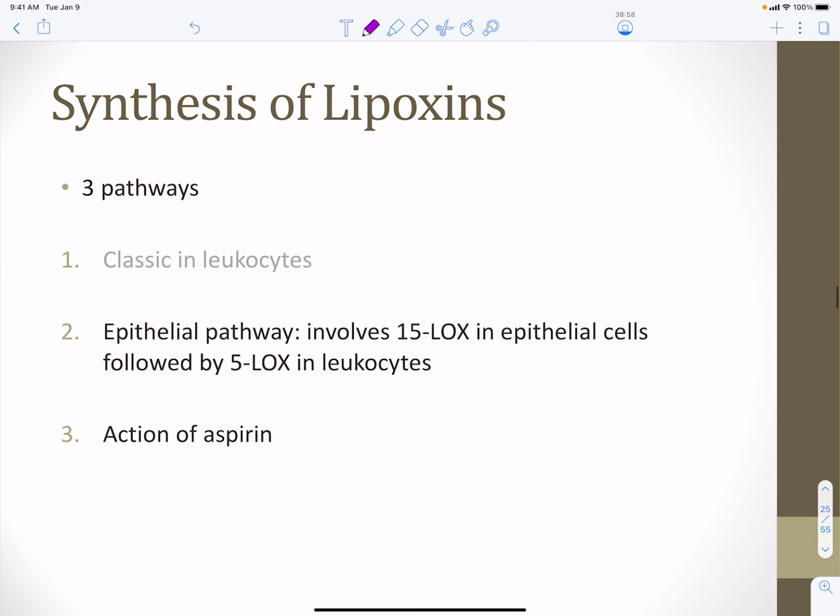So the next pathway is an epithelial pathway, which is going to involve that 15 LOX as well. And this is going to have the flip. So you have a 15 lipoxygenase in epithelial cells that is then going to have an intermediate transfer back to your leukocytes, and that's going to be worked on by a 5-LOX pathway. And then finally you have your action of aspirin.